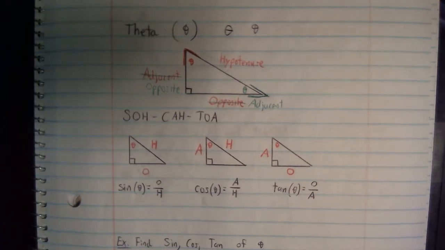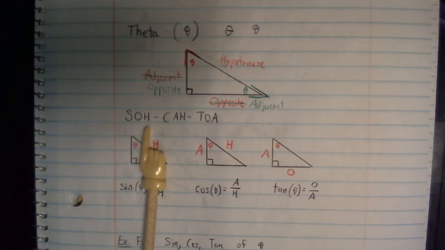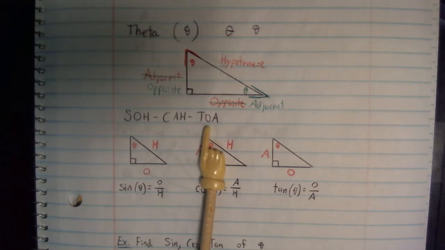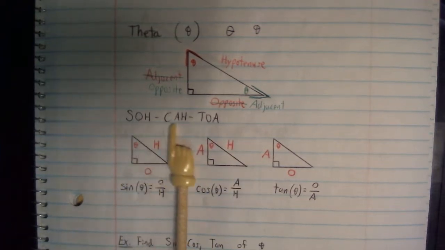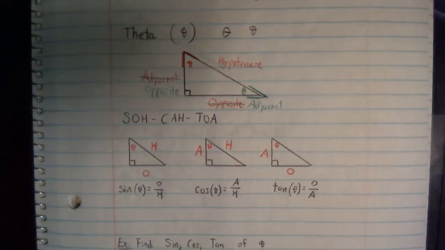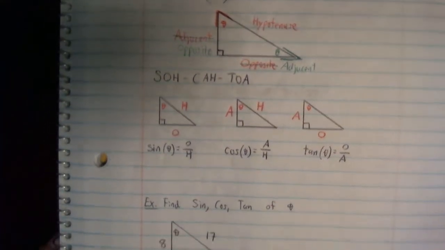Just keep in mind that sine is always opposite over hypotenuse, cosine is always adjacent over hypotenuse, and tangent is always opposite over adjacent. If you can remember this right here, then you're going to be doing fine with this, because we're always going to reference our angle or our sides from theta, from the angle that they give us. So let's take a look at a couple of practice problems.